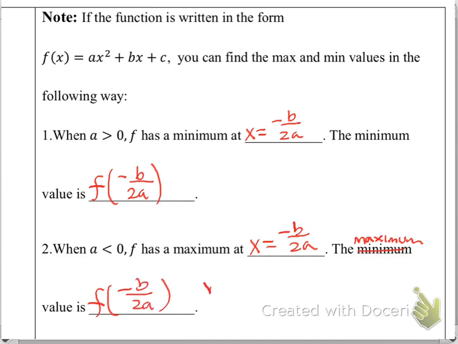Okay. And so in essence, another way to find your vertex when it's in this form is just to do negative B over 2A and then F of negative B over 2A.